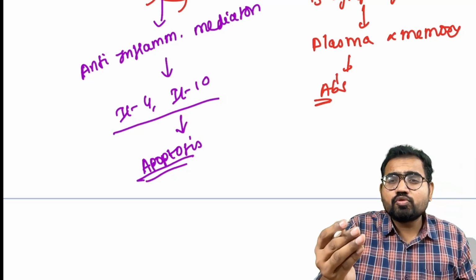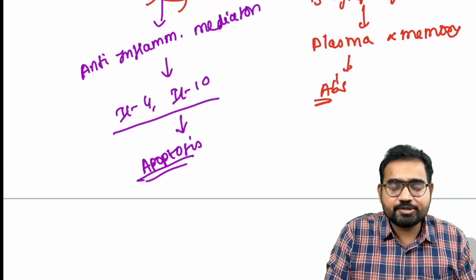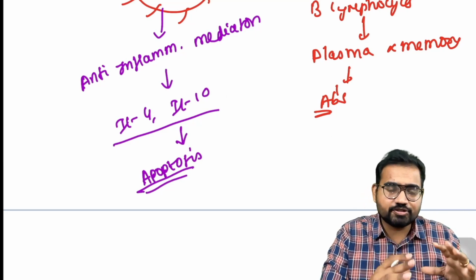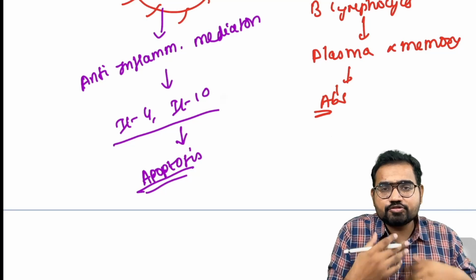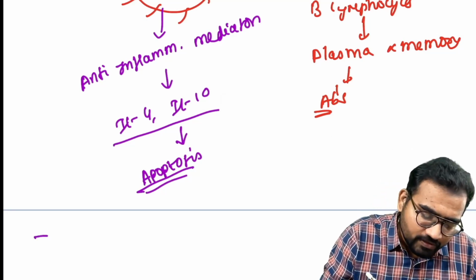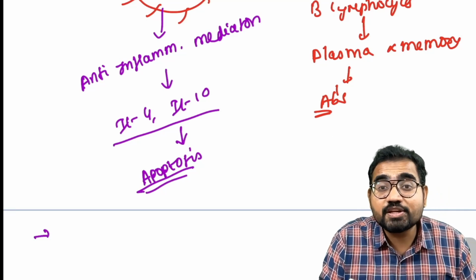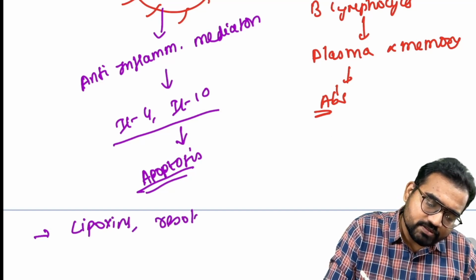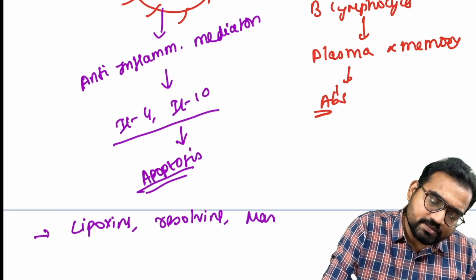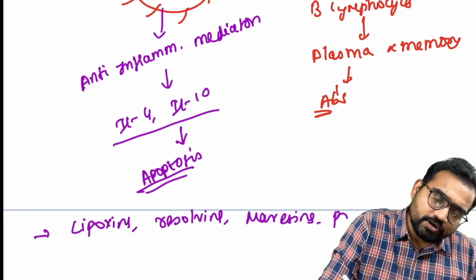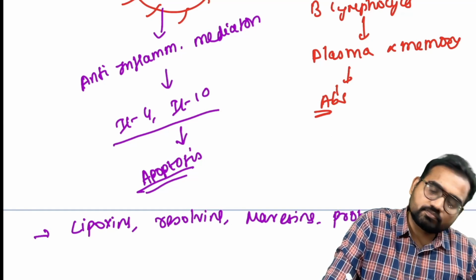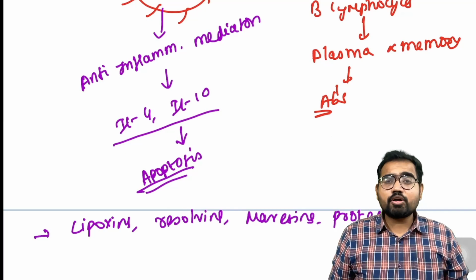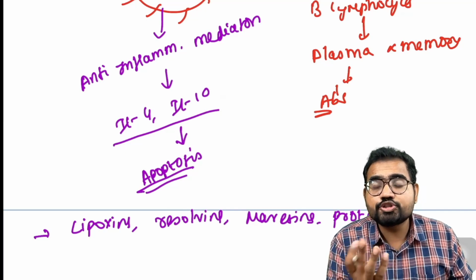I'll tell you a few mediators of resolution of inflammation. When the inflammation has ended, it results in resolution of inflammation, that is, reverting the tissues to normal. Lipoxins, resolvins, maresins, protectins: all these are mediators of resolution of inflammation.